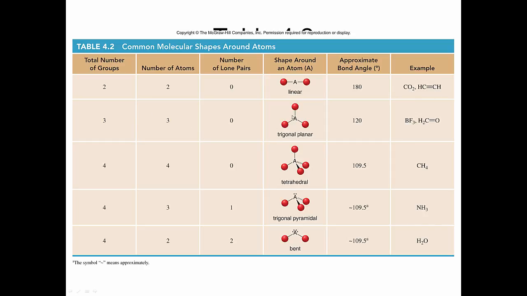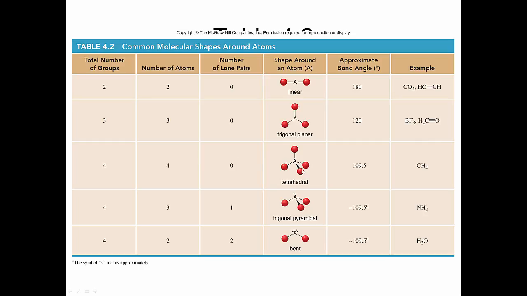So some examples are carbon dioxide and acetylene. Here we have a central atom, and we have 3 groups, or 3 electron charge clouds. There are 3 bonds, so 3 atoms, no lone pairs on that central atom, and the bond angles are approximately 120 degrees. This is a trigonal planar arrangement. We then have a central atom here, and we have 1, 2, 3, 4 bonds.